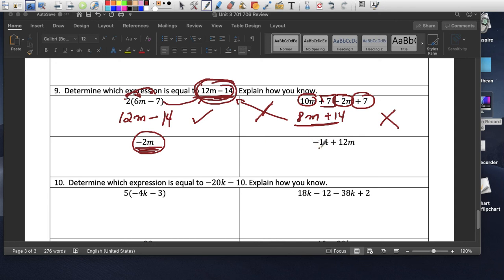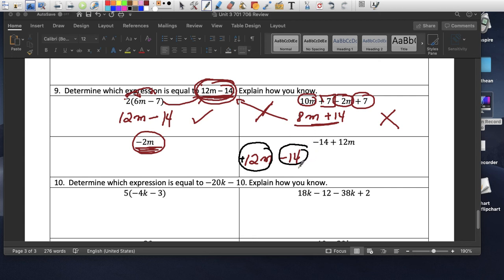How about this last one? Is negative 14 plus 12m the same thing as 12m minus 14? Well, yes, it is. So look at 12m. Remember when I asked you to circle, when we combine like terms, that and the term before it? So on 12m, there's an invisible plus sign there. And then the minus 14 would be the other term.